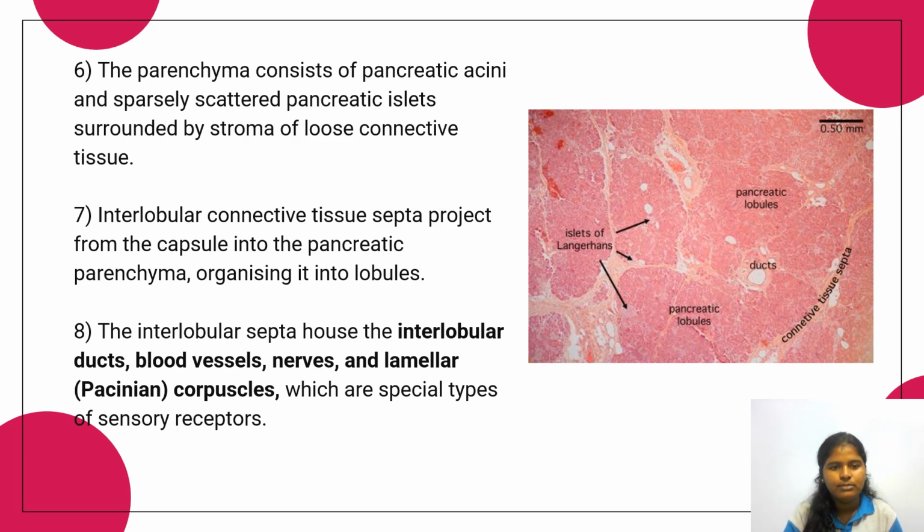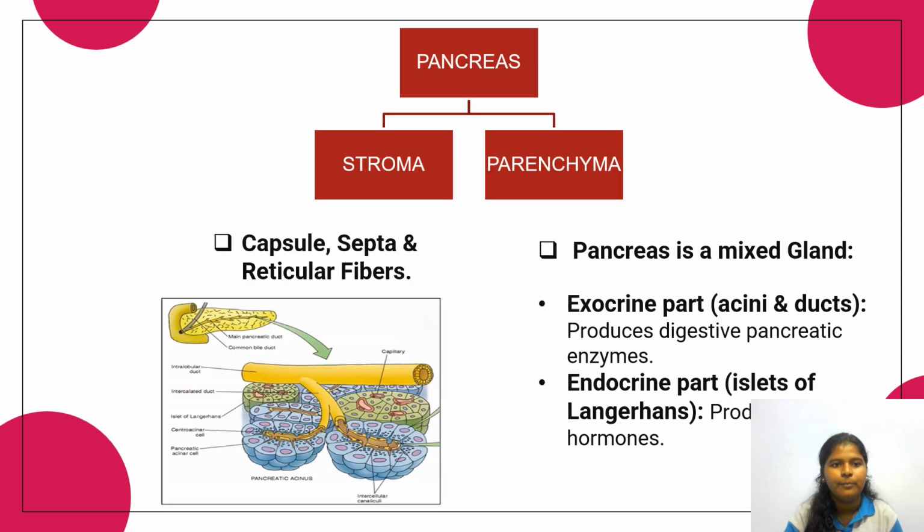The interlobular septa house the interlobular ducts, blood vessels, nerves, and lamellated Pacinian corpuscles, which are a special type of sensory receptor. The pancreas is divided into stroma and parenchyma. In the stroma, the capsule, septa, and reticular fibers are present.